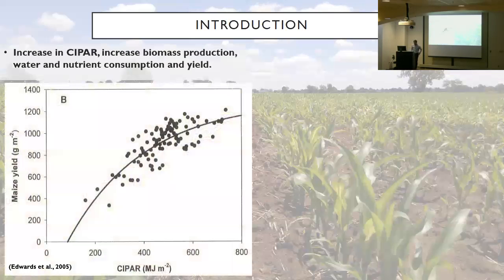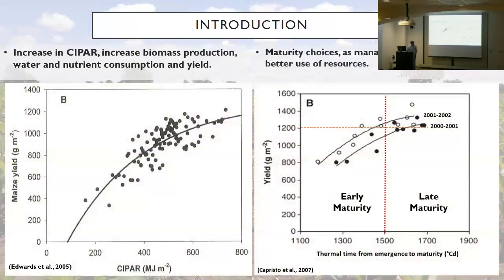As a little bit of background, we can see in this figure that in the x-axis we have the cumulative intercepted photosynthetically active radiation, and in the y-axis yield. As we increase the cumulative intercepted radiation, we increase yields, but also biomass, water consumption, and nutrient consumption. In this other figure, we can see that the same yield can be achieved with two different maturities, but with early maturities the growing season is reduced, and we can do better management of nutrients and water.